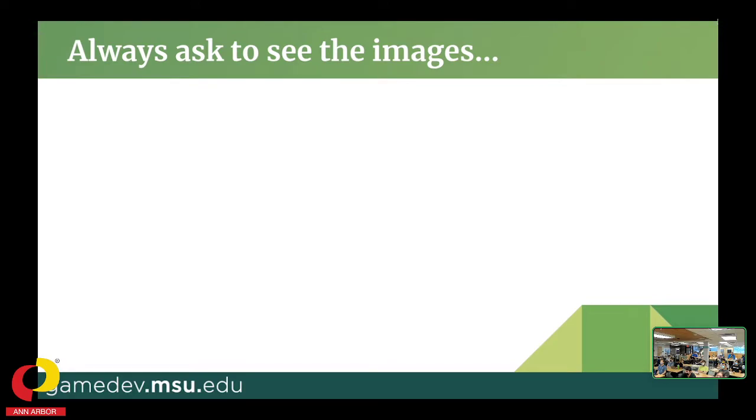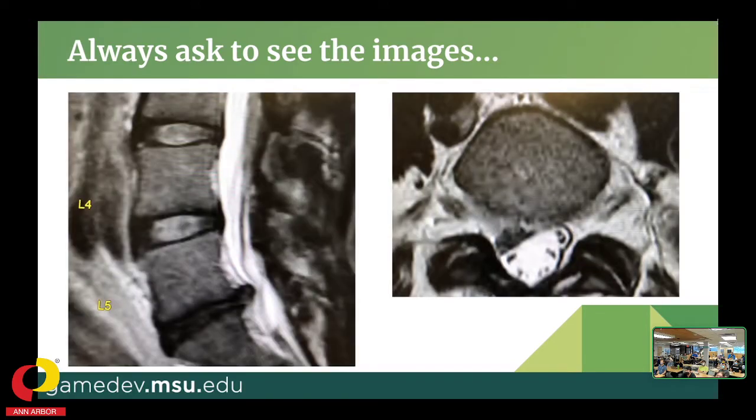So always ask to see the images, because here's my MRI. These are normal discs. This is the disc that's jabbing into here. This is where all your nerves run through your back. I was resistant to surgery, and then I saw this, which is not supposed to be dark, and I was like, oh no, I need surgery now. So always ask to see the images.